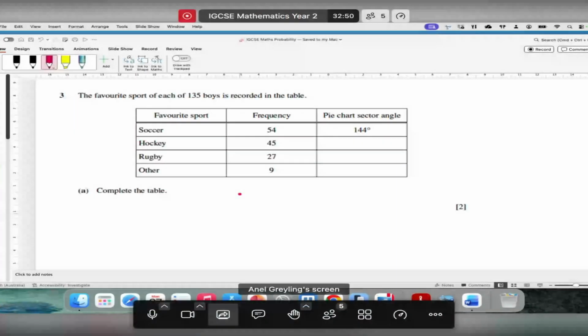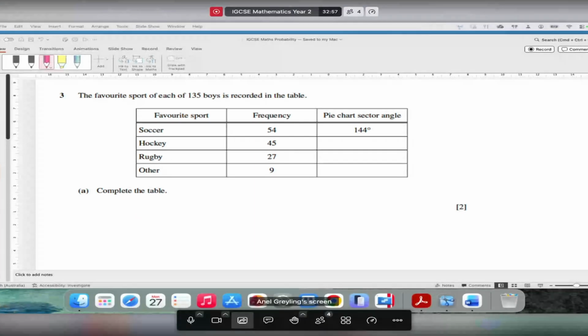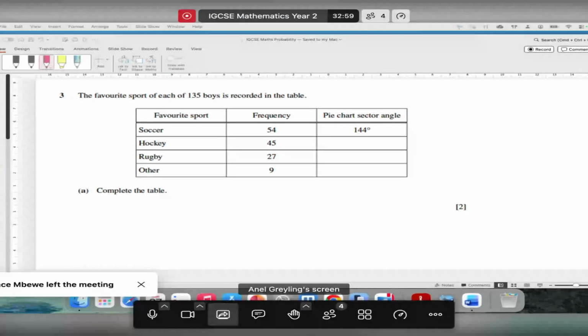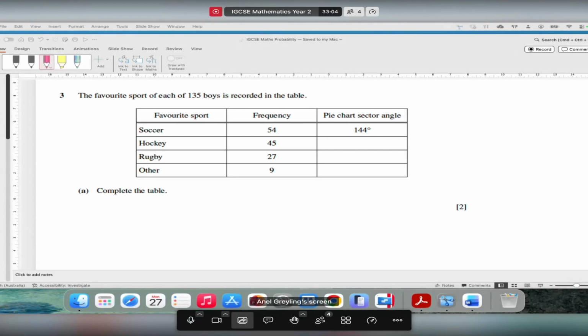The favorite sport of each of 135 boys is recorded in the table. Complete the table. How can we go about answering this question? Okay, so this is the formula that we use. The angle is equal to the frequency divided by the total multiplied by 360 degrees.